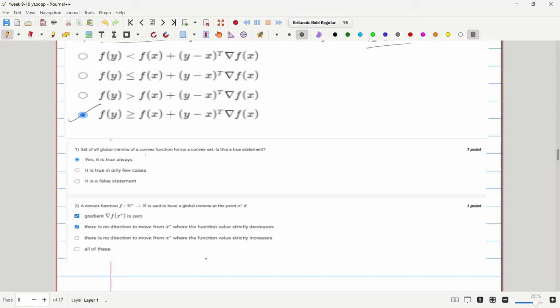The set of all global minima of a convex function forms a convex set. Yes, it is true. A convex function from R^d to R is said to have a global minima at a point x if the gradient is 0 and there is no direction to move from x where the function value strictly decreases.